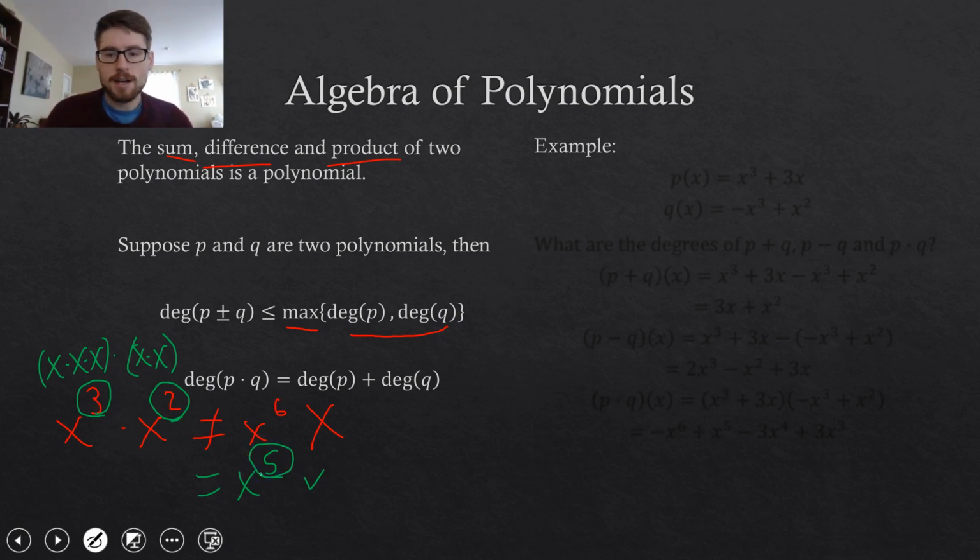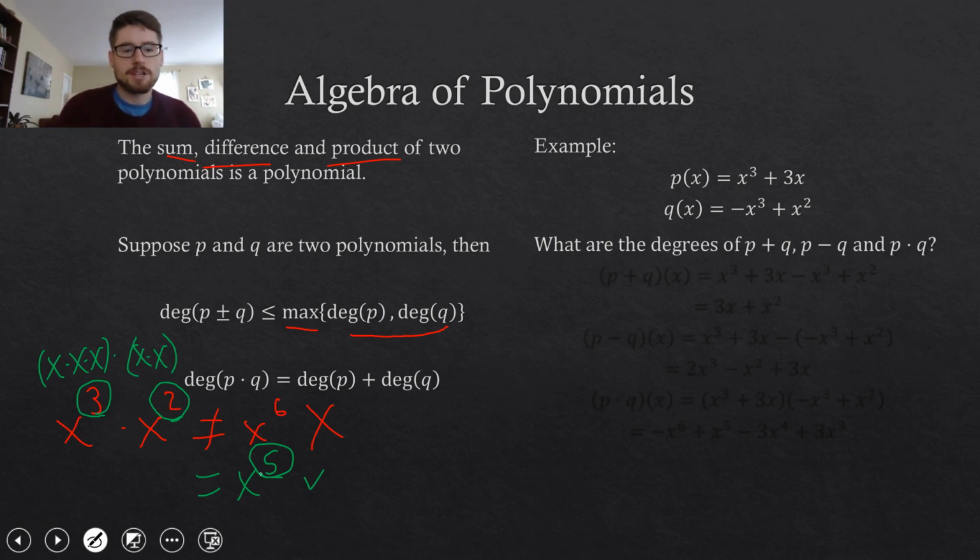So let's look at a couple of polynomials and look at their sum, difference, and product, and then look at the degrees of those. So here we've got x cubed plus 3x as one polynomial, and negative x cubed plus x squared as another polynomial. We're trying to answer the question, what's the degree of the sum, difference, and product of these two polynomials?